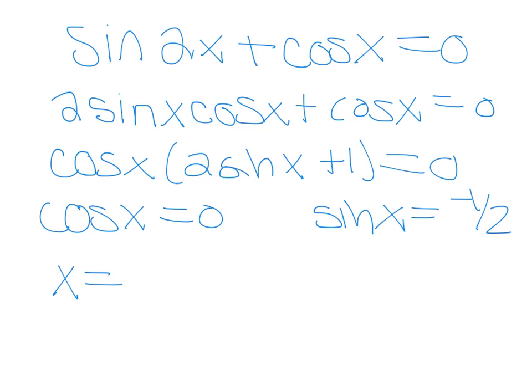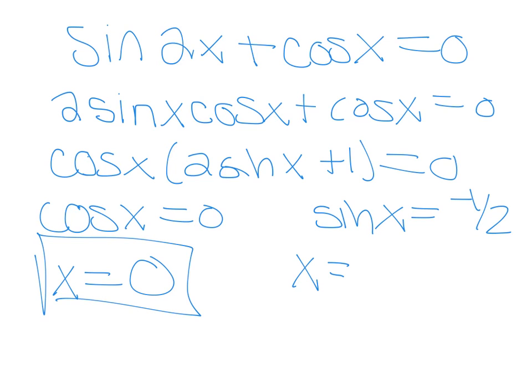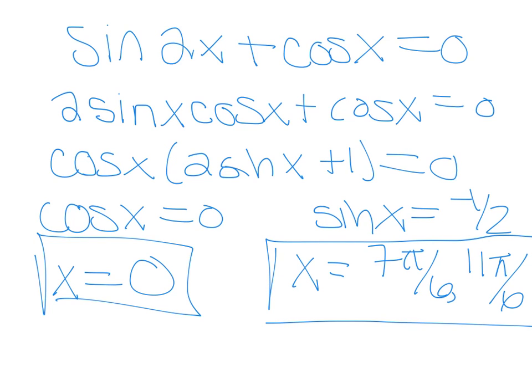For this one, we just did, it's 0 radians. And for the other one, sine equals a negative 1/2 in the third and the fourth quadrant, so 7 pi over 6 and 11 pi over 6. And there are your other two answers. So now you've done problems using your double angle formula, and hopefully you've been very successful.